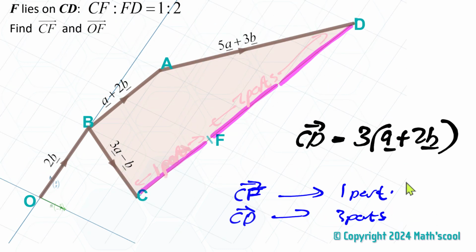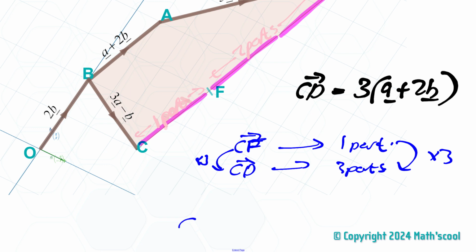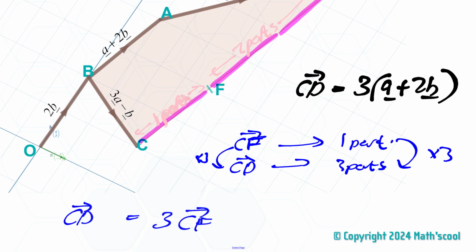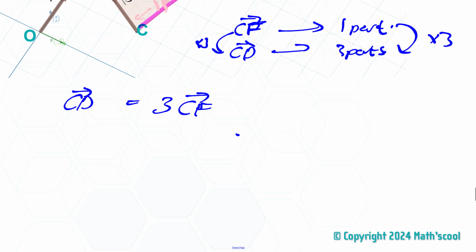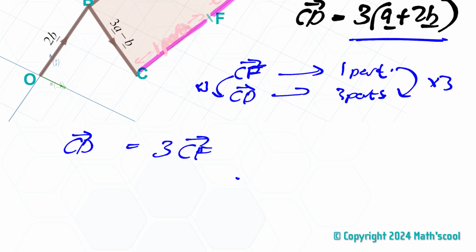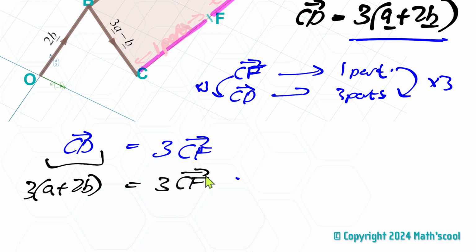And so we might say, what's the multiplier from here to here? It's times 3. And so we might say C to F times 3 is equal to C to D. But we already know C to D. C to D was 3 brackets A plus 2B, which is equal to 3 C to F. And then we can divide both sides by 3. And so we can say C to F is just A plus 2B.